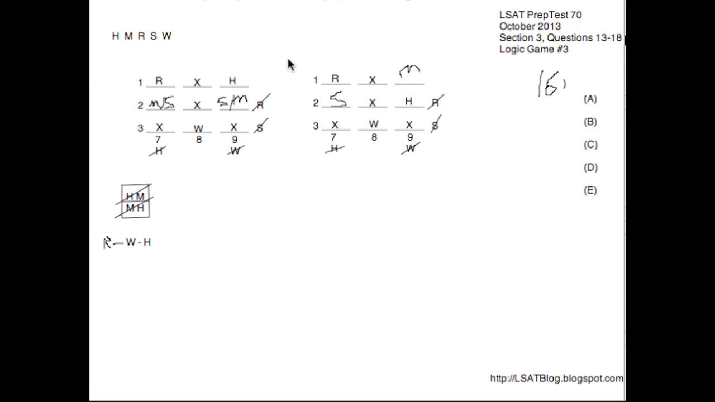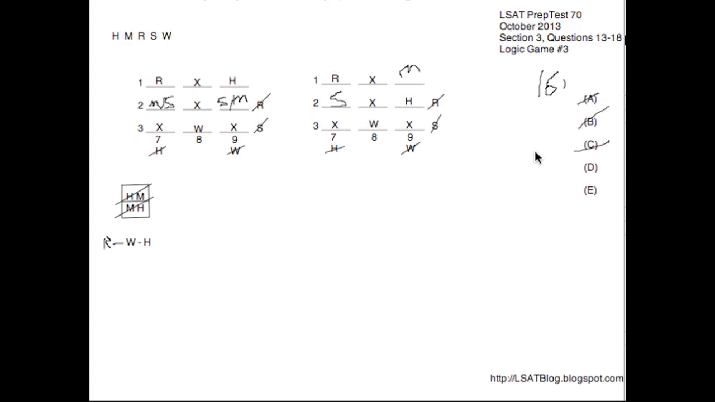So A, we have H on screen 1. Well, in the diagram on the left we do, but in the diagram on the right we have H on screen 2, so A is not a must. Looking at B, M on 7. No, M and S are interchangeable on 7 and 9 in the diagram on the left, so for that reason B is gone. Looking at C, M on 2. No, we could have M on 1 in the diagram on the right, so C is gone.